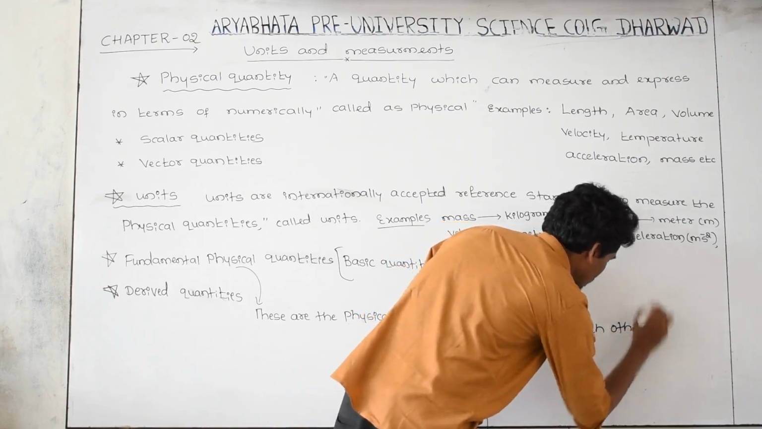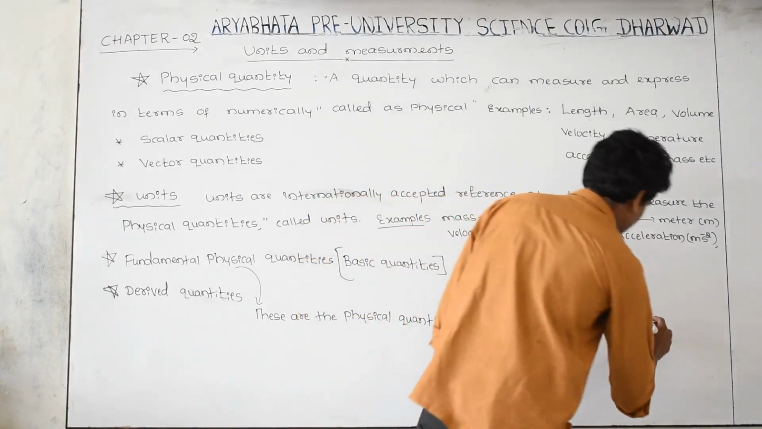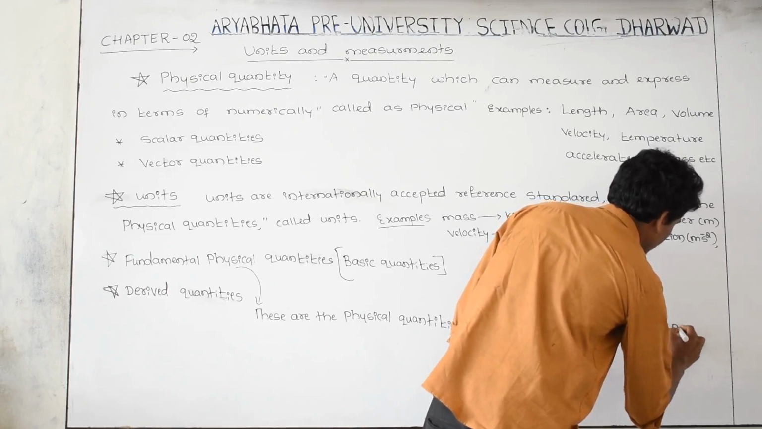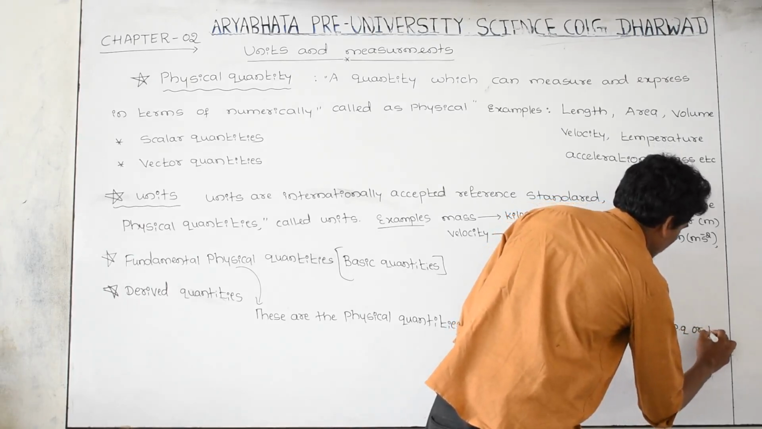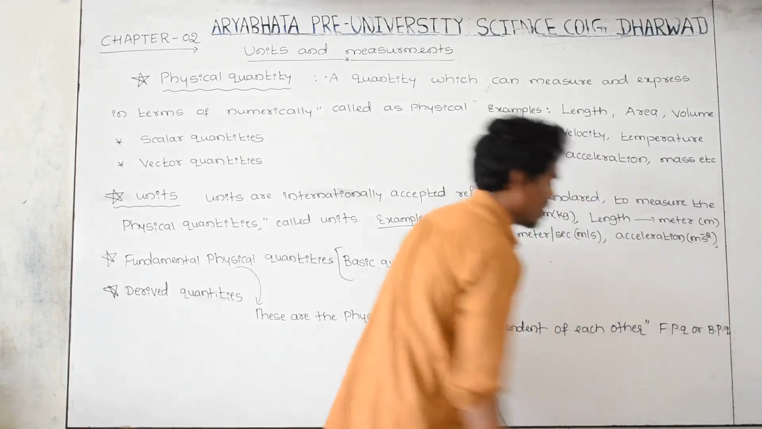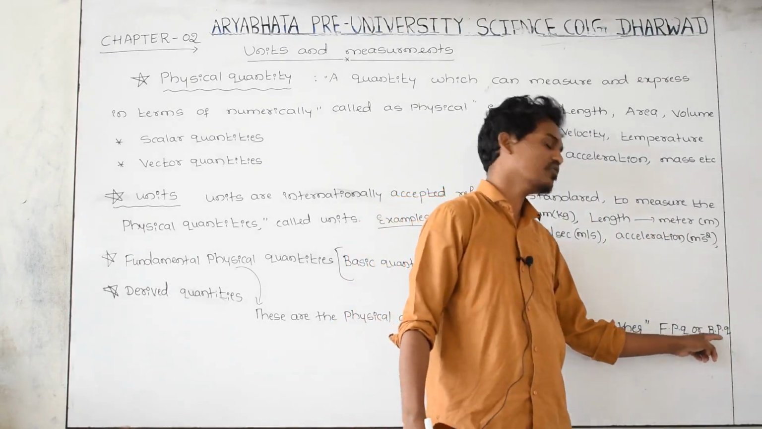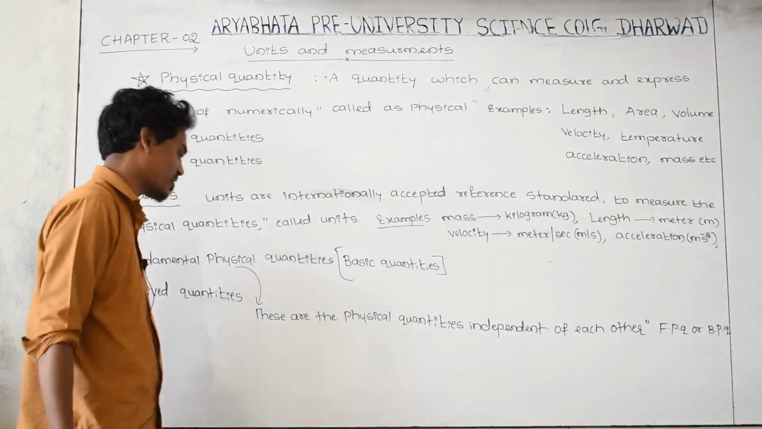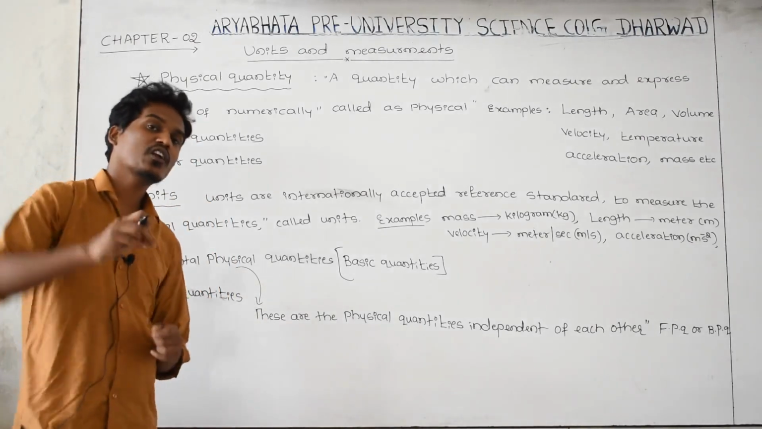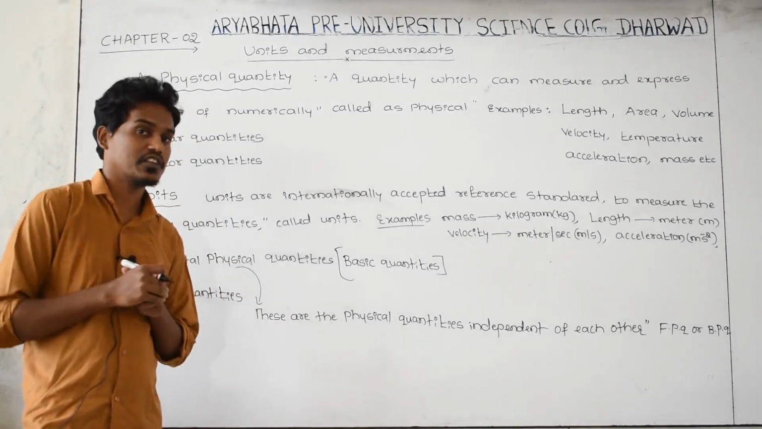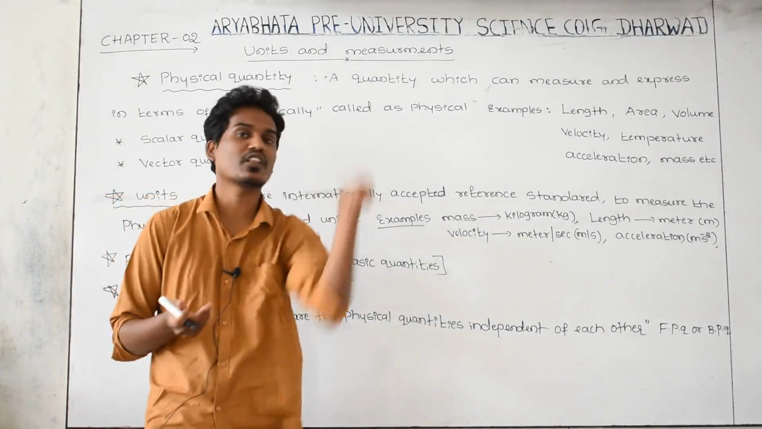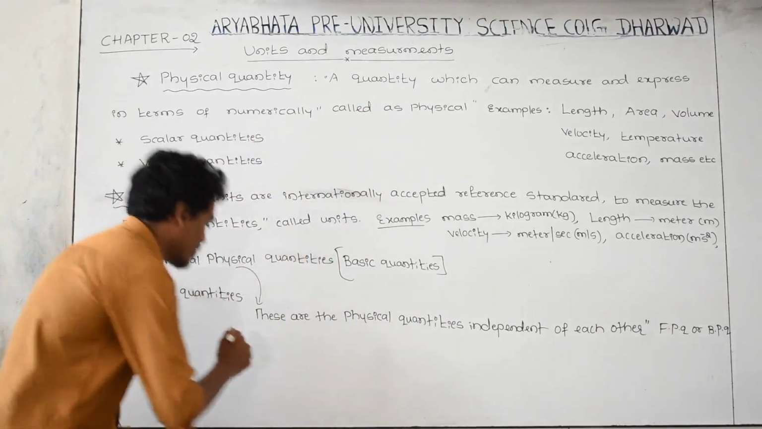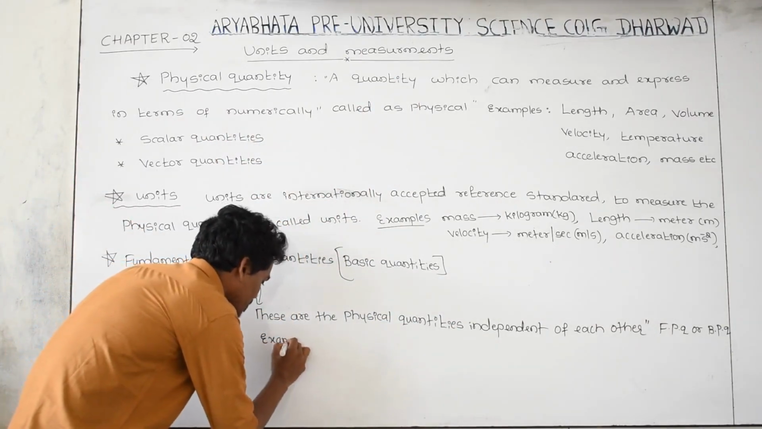Those quantities are called fundamental physical quantities or basic physical quantities. Fundamental or basic, the word meaning indicates the same, and these quantities are not depending upon any other quantities. We are not deriving these quantities from some other quantity. And these quantities, for example, first one is length.